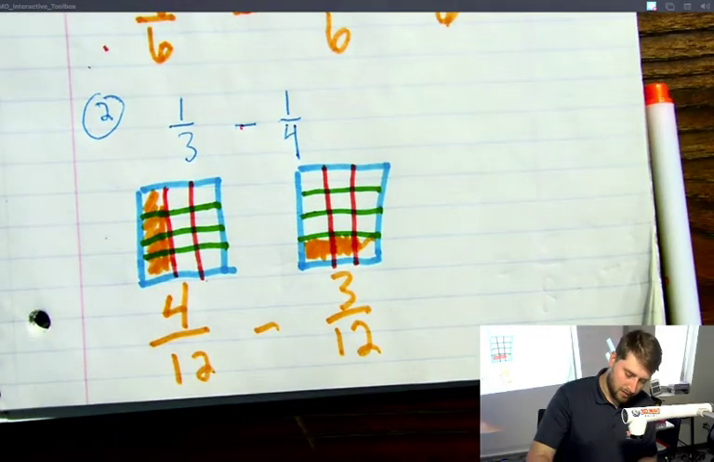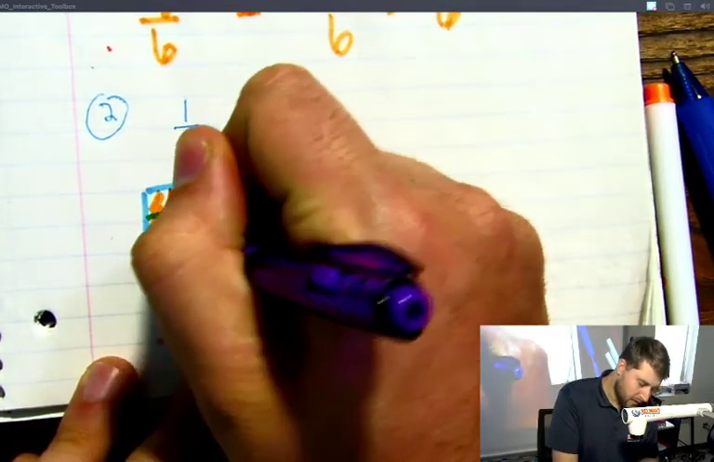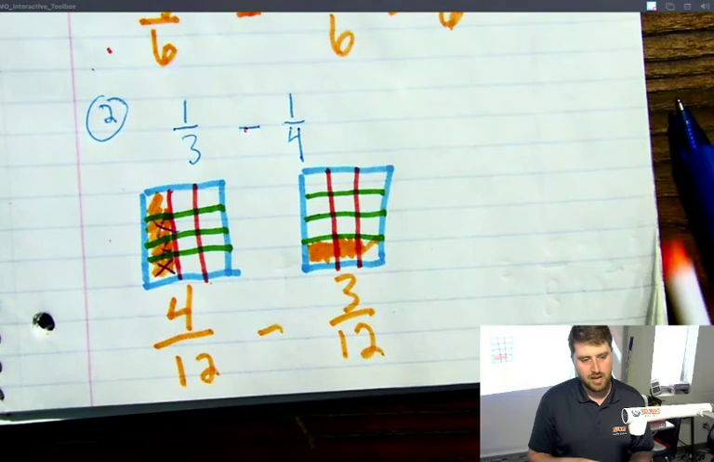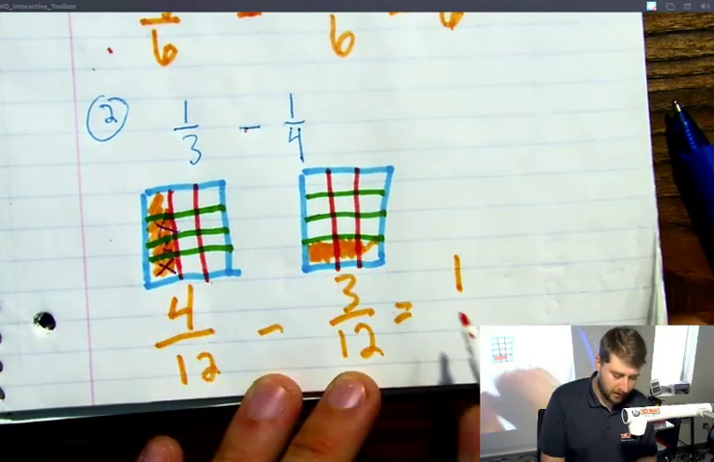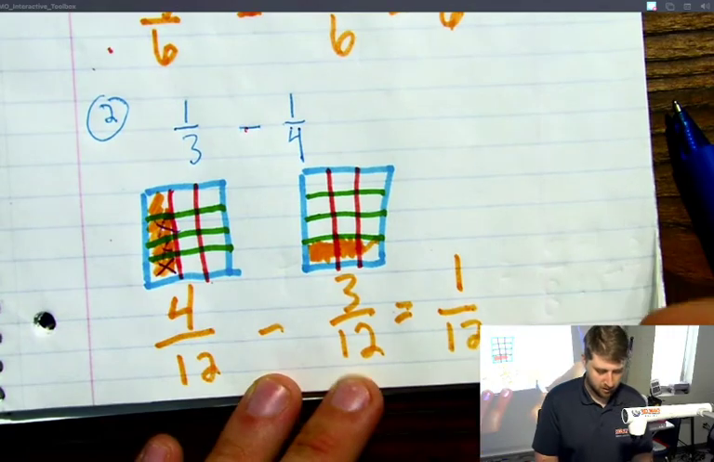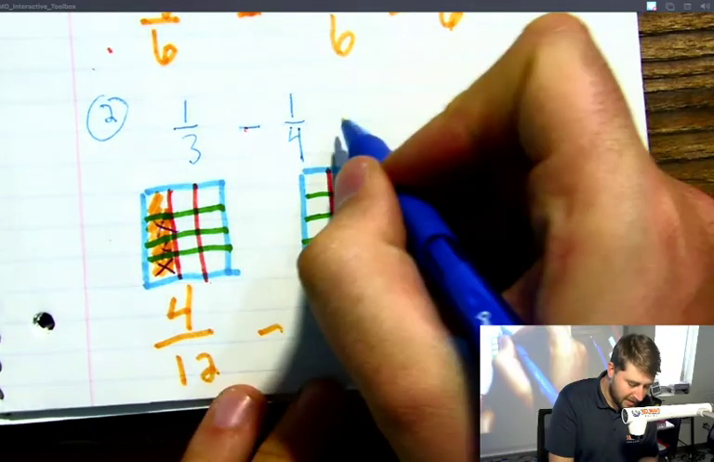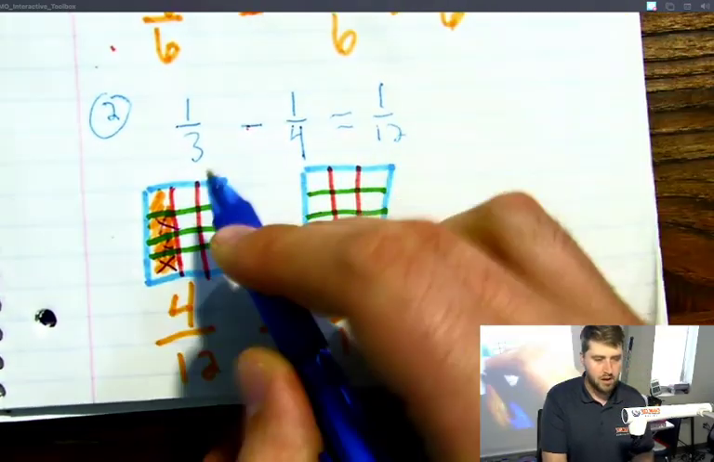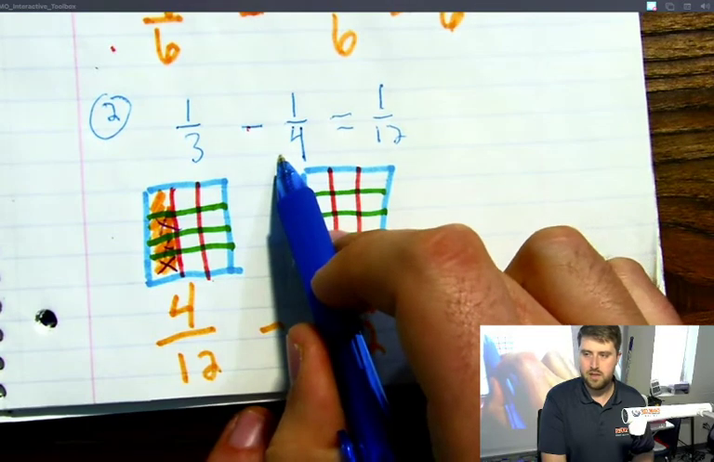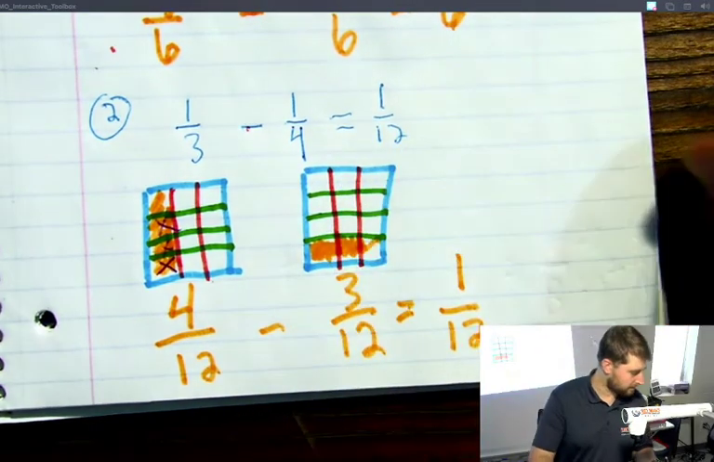I'm going to take those 3 and cross out 3 of these. It does not matter what 3 you cross out. Whatever 3 you cross out, you are left with 1 box, and there are 12 total pieces. And we're going to read this with unlike units. That's just saying, hey, we're going to read it how we started with. 1/3 minus 1/4 equals 1/12. Awesome.